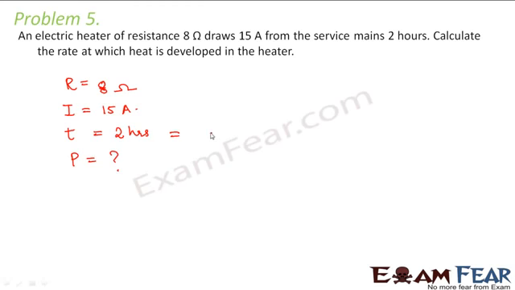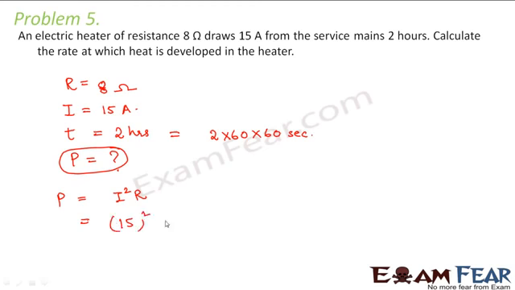Now convert this time into seconds. It will be 2 into 60 into 60 seconds. Now how do we calculate power? We know that power is given by I square into R. So we really don't need this amount of time for which it takes this much of energy. So power is I square R.